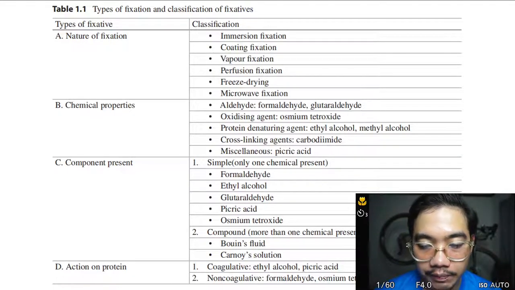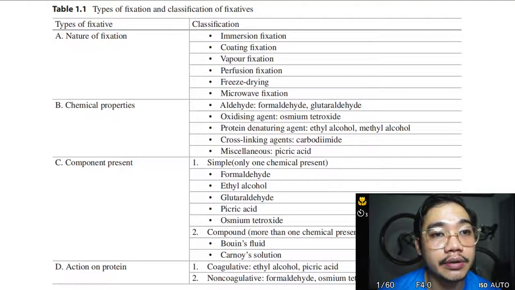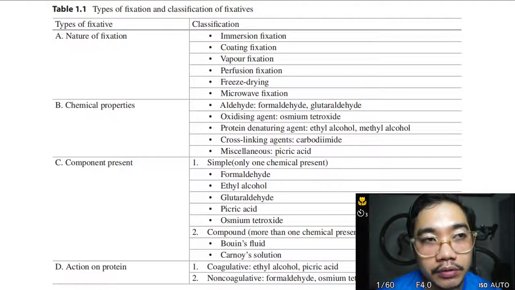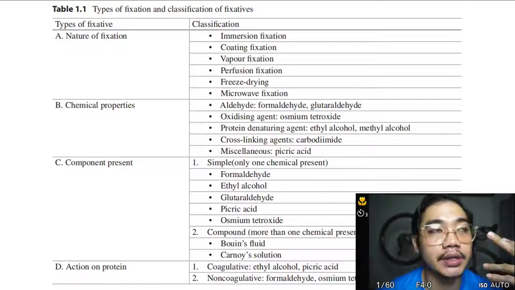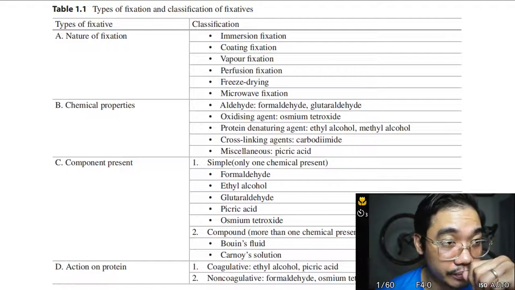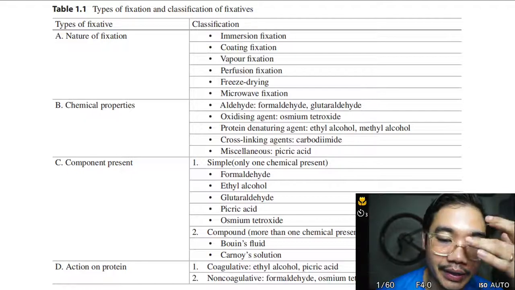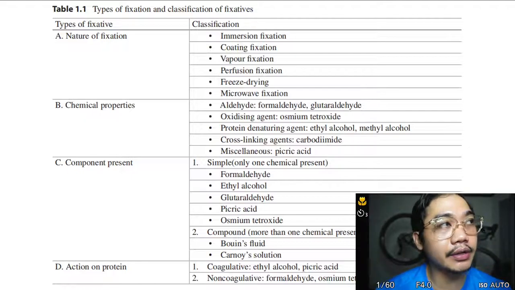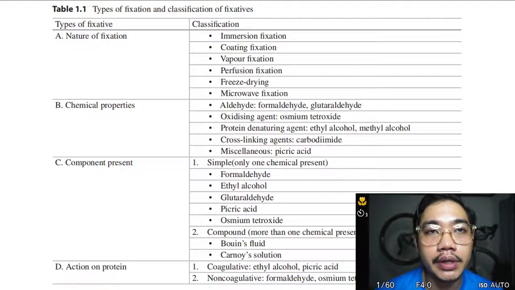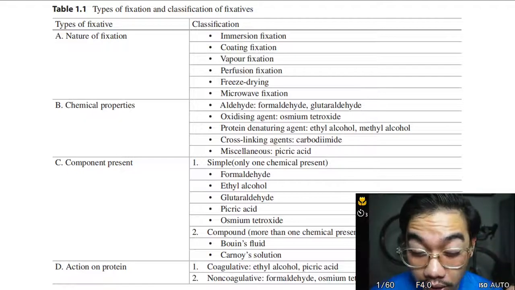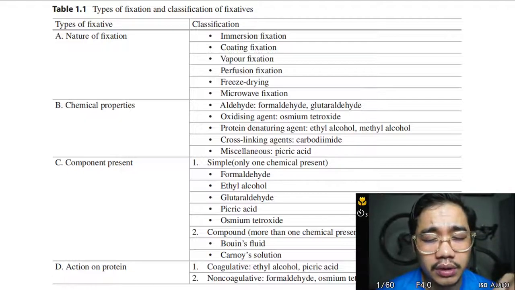So, formaldehyde, ethyl alcohol. Yes, it's true, ethyl alcohol is used mostly in blood smears, same with peripheral blood smears. Then glutaraldehyde. Formaldehyde and glutaraldehyde are technically the same. For one, glutaraldehyde is more expensive. And number two, formaldehyde is very irritating to everything, from the nose to the skin to the eyes. You will tear up just cutting an appendix, you will tear up cutting a tissue, you will feel it, cutting a breast, you will tear up.